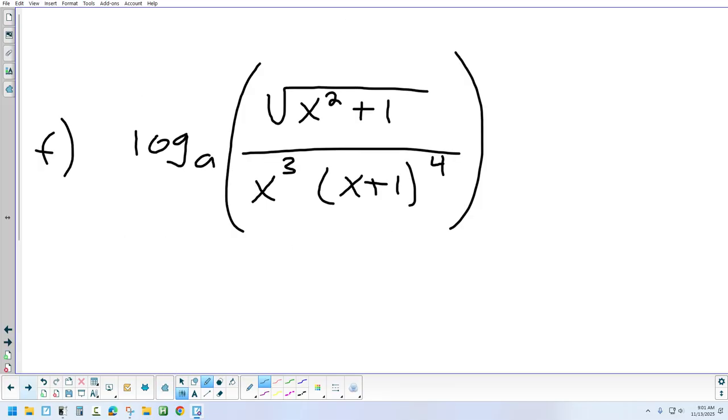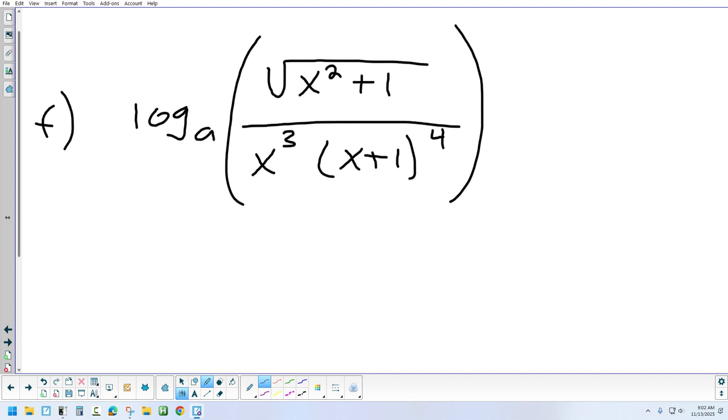All right, let's try this one. So this time it's log base a. The numerator is the square root of x squared plus 1. And the denominator is x cubed times x plus 1 to the 4th. How many logs do you think this is going to split into? Have a guess? Yep. 3. Yep, it's going to split into 3.